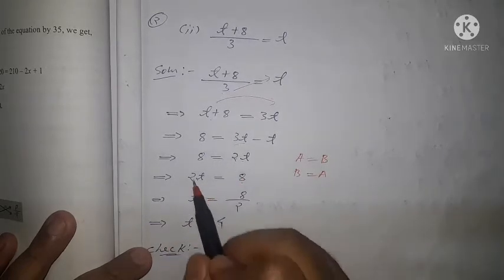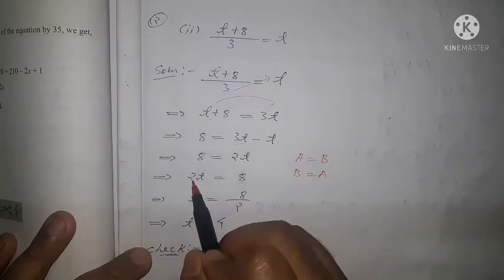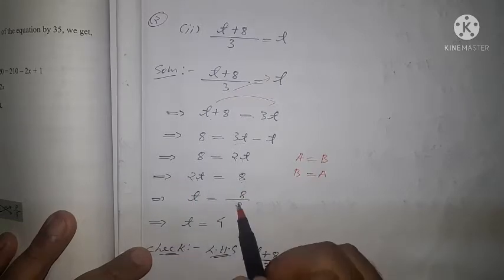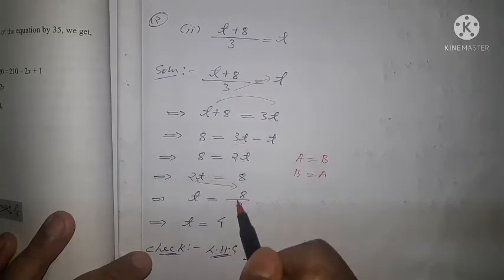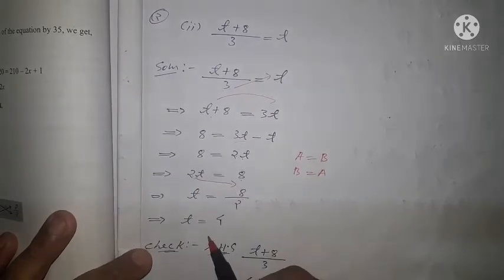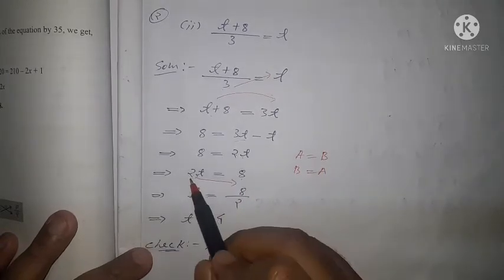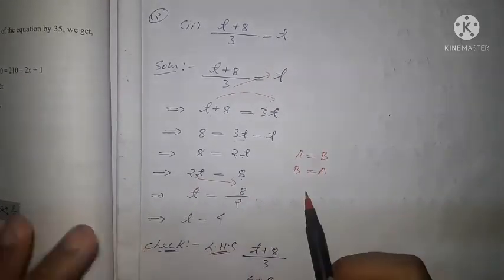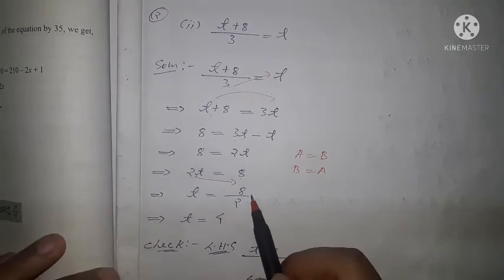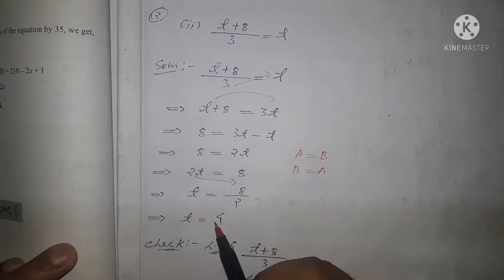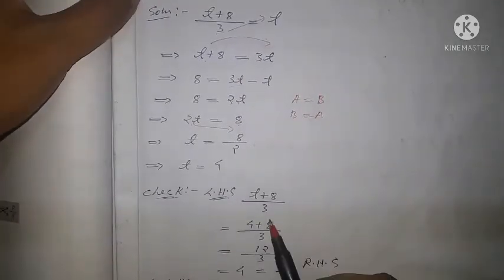Since 2 is multiplied here, when 2 comes to the other side it comes down. So t is equal to 8 by 2. That means it divides. Since it is multiplied, when it moves to the other side it becomes divide. So 8 divided by 2 is equal to 4. Therefore the value of t is 4.